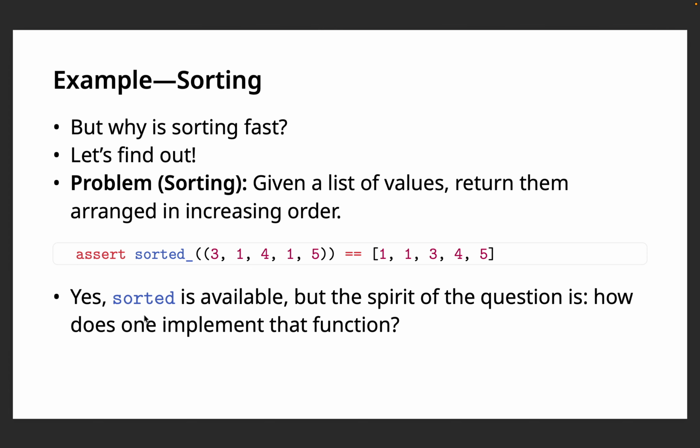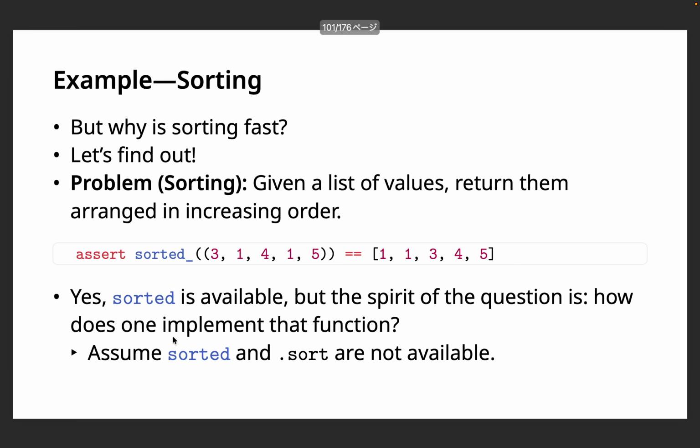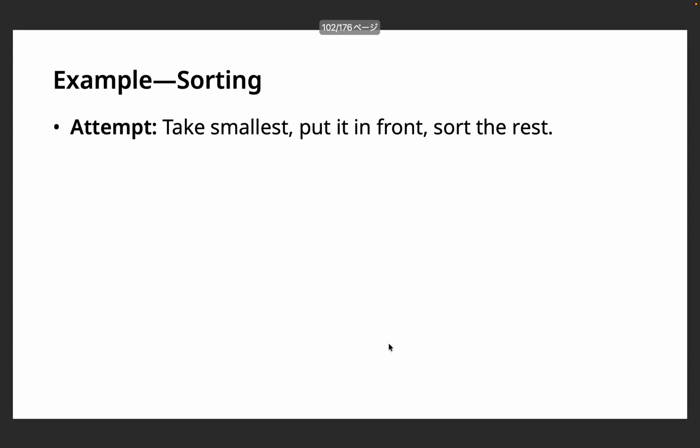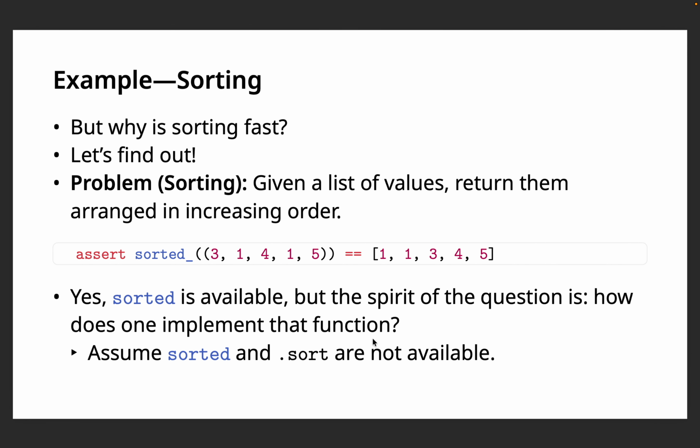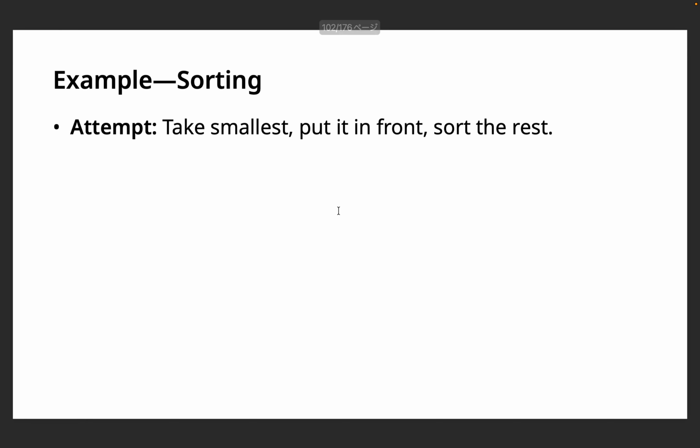Of course, we all know, hopefully, that there are built-in functions for this. But how do we actually implement that function? How did Python implement this sorted function? We're going to assume that we don't have these available to us, so we have to implement it ourselves. The first thing that we can try to do is take this definition literally. We want the values in increasing order. So how do we do that?